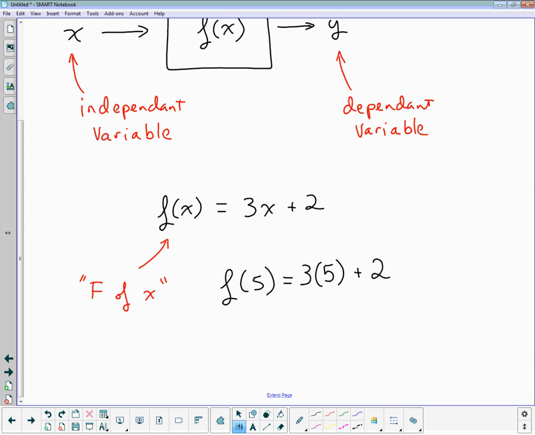The machine takes in a number, in this case it was 5, and throughout the machine, sometimes we'll see that x a couple of places. Every time I see an x, I replace it with that 5, and then the machine runs, and it gives me a number at the end. So 3 times 5 is 15, and 15 plus 2 is 17. Do you see how it took in the 5?